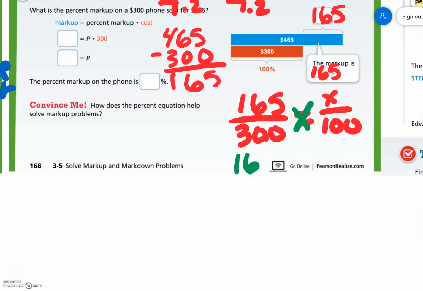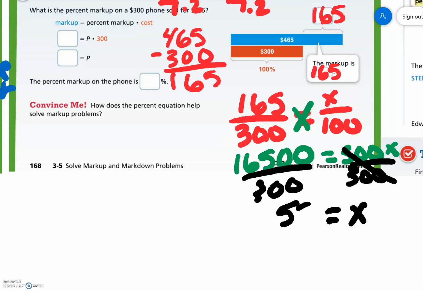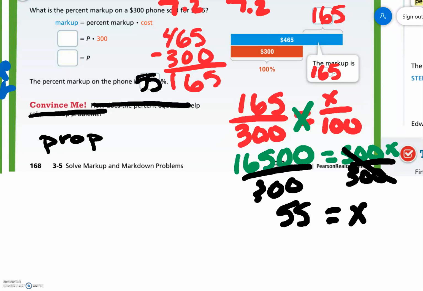Cross multiply gives me 16,500 equals 300x. Gonna divide both sides by 300. Cancels out on the right. X equals 16,500 divided by 300. x equals 55. So the percent markup on the phone case is 55%. Okay, you're not going to answer the convince me because we are using proportional reasoning.